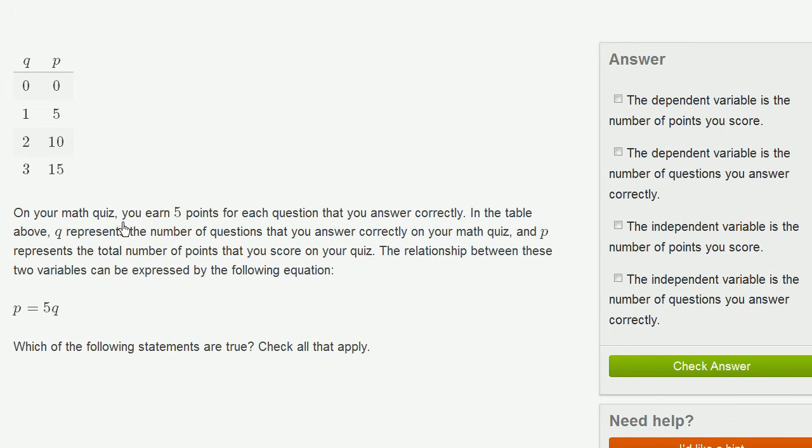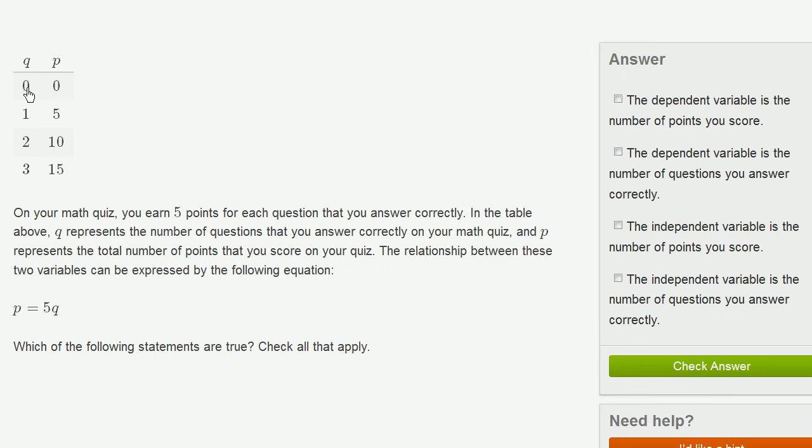On your math quiz, you earn 5 points for each question that you answer correctly. In the table above, Q represents the number of questions that you answer correctly on your math quiz, and P represents the total number of points that you score on your quiz. The relationship between these two variables can be expressed by the following equation. P is equal to 5Q, where P is the points you get and Q is the number of questions you answered correctly. And you can see that in the table.